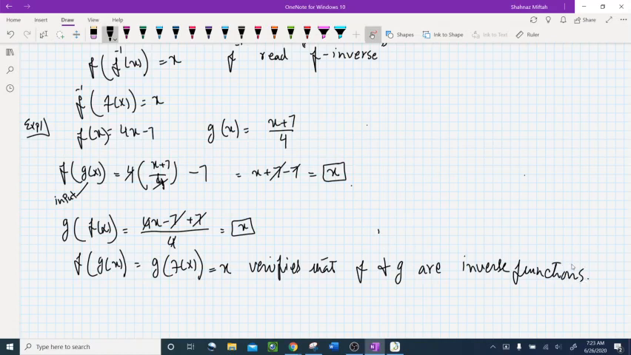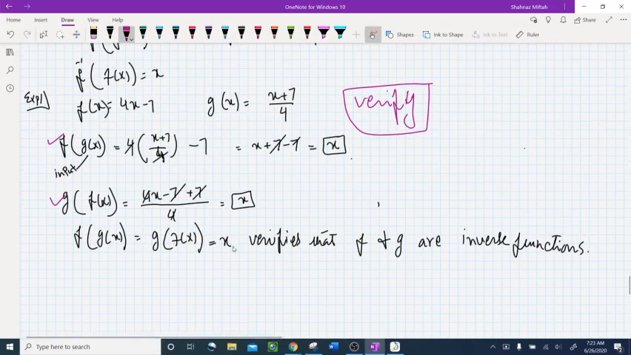Okay, so this is one example. This was just the verification of inverse functions. How do we verify? We use g of x as an input for f of x, and f of x as an input for g of x, and if both of them are equal to x, then they are inverses of each other. Now let's do how to find it.